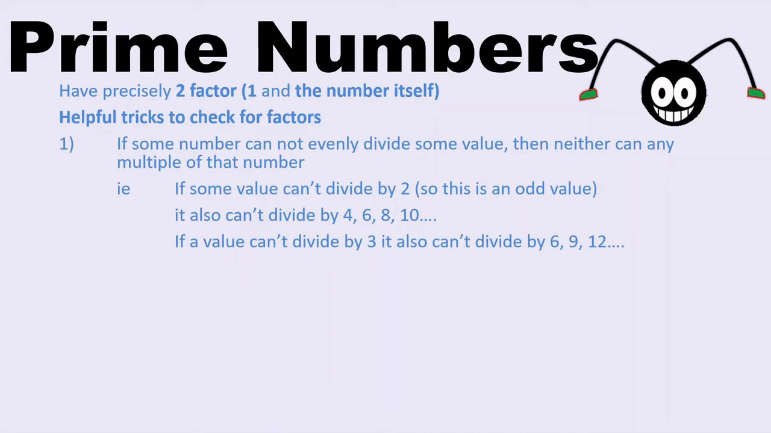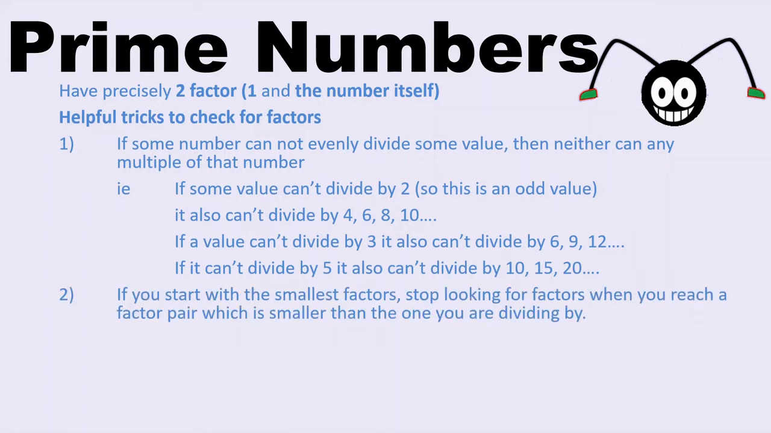Similarly, if a number can't divide by 3, that means it also couldn't divide by 6, 9, and 12, 3's times tables. Also, if it can't divide by 5, that means it couldn't divide by 10, 15, or 20 either. I hope you understand that. I'll demonstrate in a minute. The second trick for checking for factors is that if you start with the smallest factors and find the biggest factor pairs, you can stop looking for factors when you've reached a pair which is smaller than the number you've just divided by. Now, I'm going to need to demonstrate that as well. But you're going to want to write these tricks down because once you understand them, you'll find them very helpful.